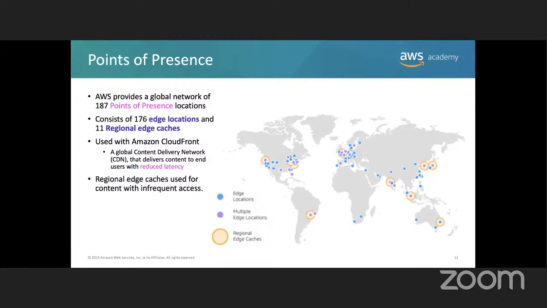Is the difference the distance, or is it closer to the data center? The edge locations are very close to the regional cache, you see here. So when it's in an edge location, it means it's being accessed frequently by customers. Once it's not accessed as frequently as before, it's moved to a regional edge cache.